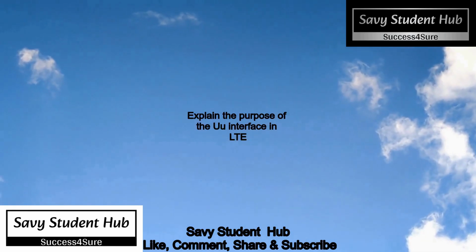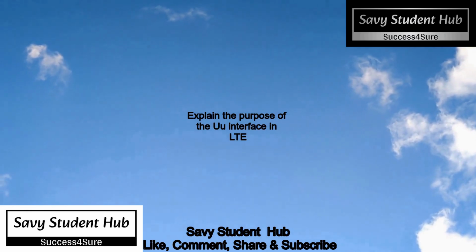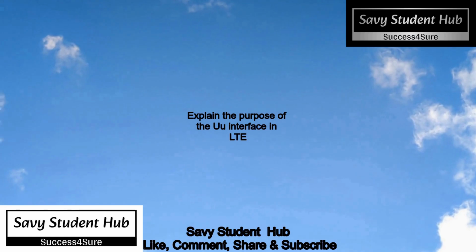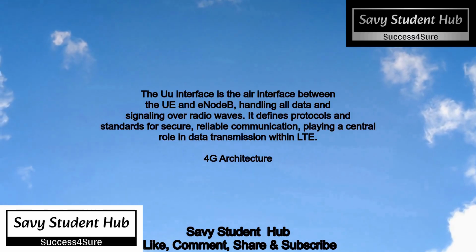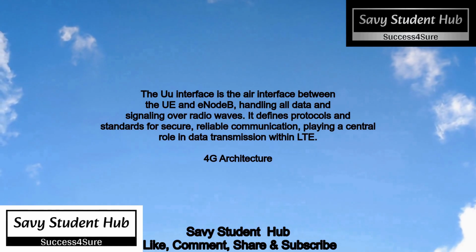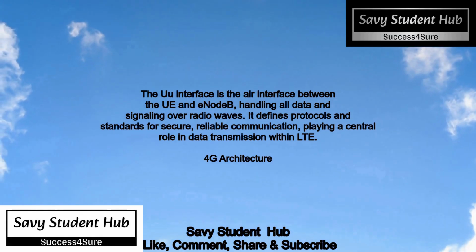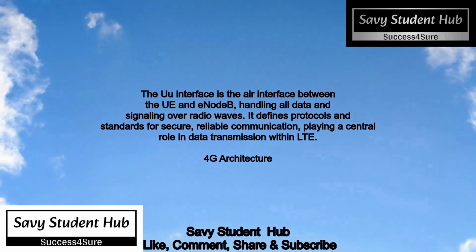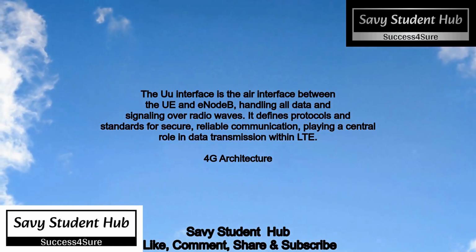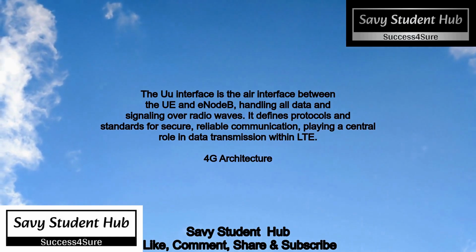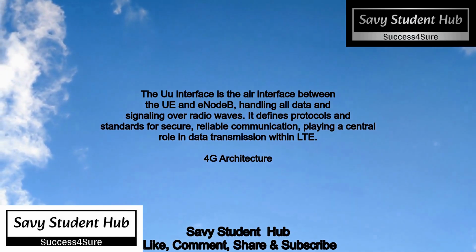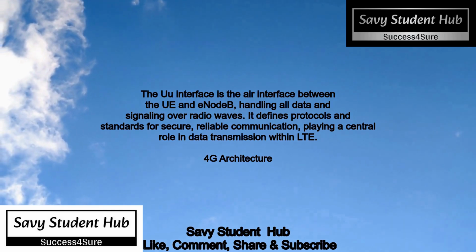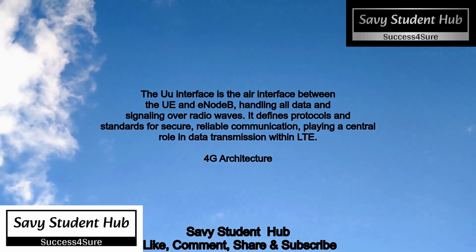Explain the purpose of the Uu interface in LTE. The Uu interface is the air interface between the UE and eNodeB, handling all data and signaling over radio waves. It defines protocols and standards for secure, reliable communication, playing a central role in data transmission within LTE.